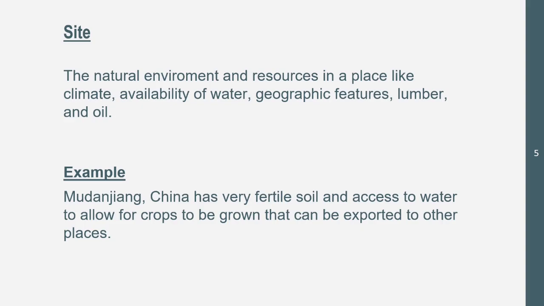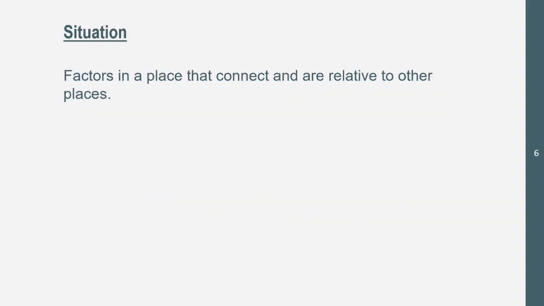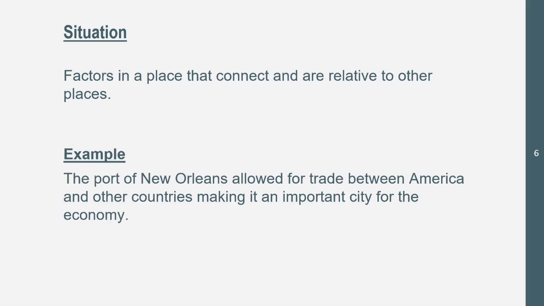Now let's get into situation and an example for that. So situation is factors in a place that connect and are relative to other places. So it's like railroads, airports, ports, highways, roads, all of that stuff connects places to each other. An example of this is the Port of New Orleans. This is a historic and contemporary example. It's a hub for trade between America and other countries, and this makes it an important city for the economy of the world and America.